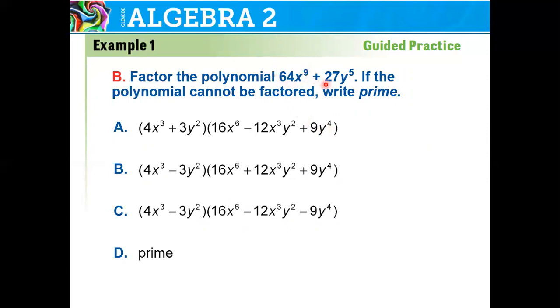Let's factor this polynomial: 64 x power 9 plus 27 y power 5. If the polynomial cannot be factored, then we have to write prime. So if you take a look here, it's 64 x power 9 and 27 y power 5. Actually, there is no GCF that can be taken here. I have y power 5, which is not a perfect cube. So actually, this polynomial is a prime polynomial, as I cannot write 27y power 5 as a cube.